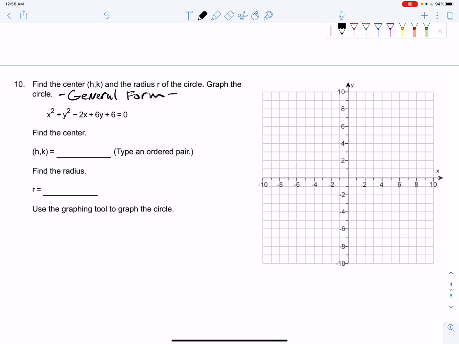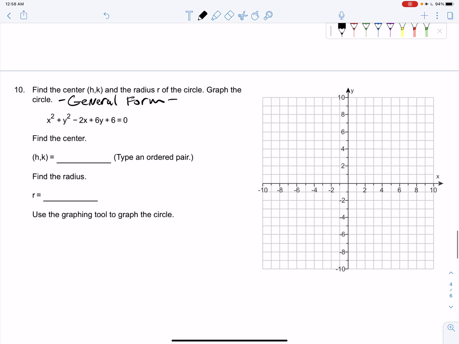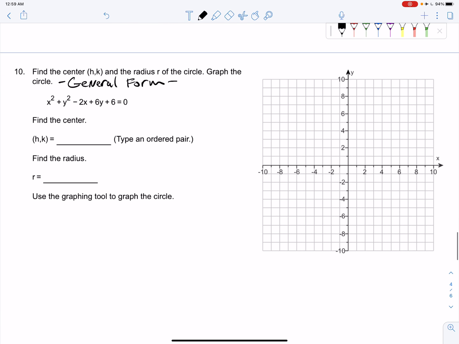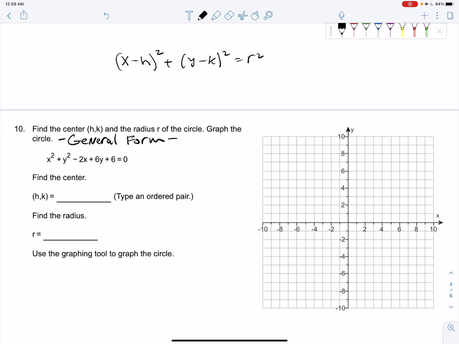So we're going to take this and think about standard form. What does standard form have in it? It has a perfect square with the x's plus a perfect square with the y values equals r squared. So we're going to have to complete the square. Perfect squares are completed squares. If you don't have a perfect square, you've got to complete the square.